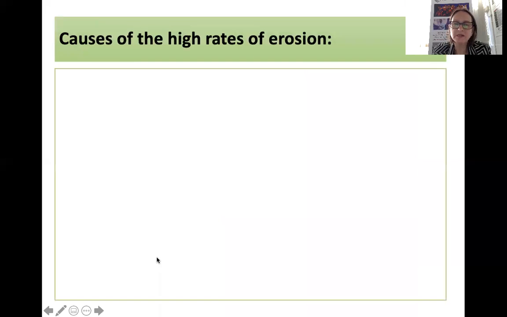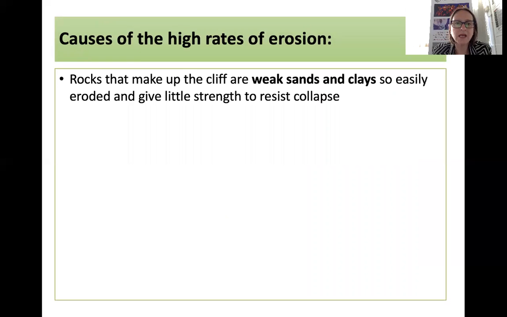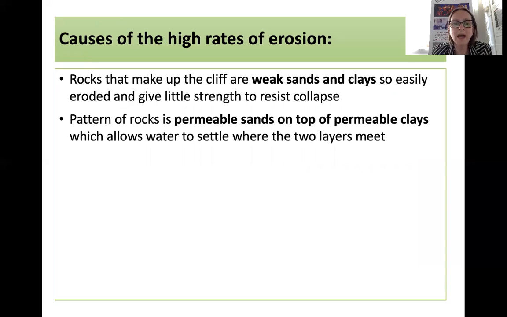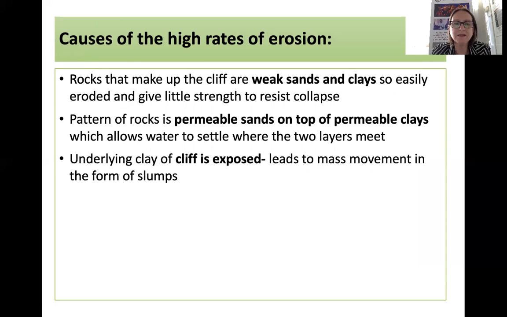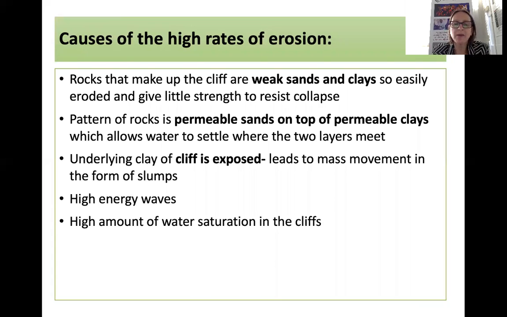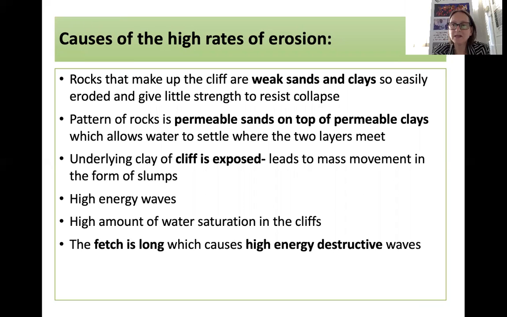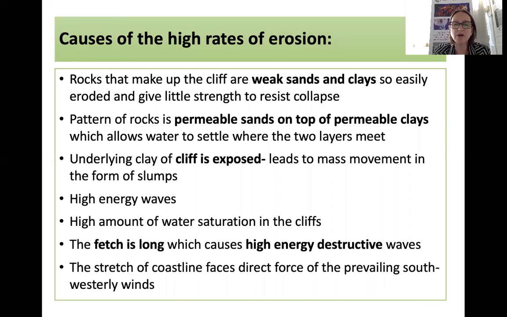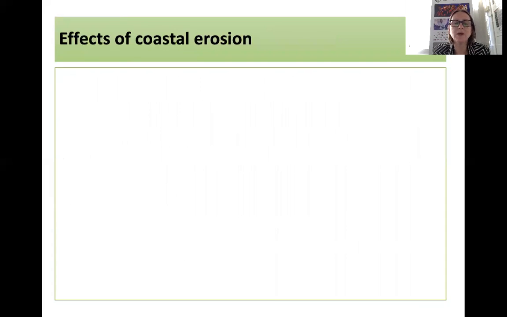So there are some causes, some reasons why the erosion at Barton on Sea is so high. The rocks are made up of weak sands and clays. They're easily eroded and give little strength to resist collapse. The pattern of rocks is permeable sands on top of impermeable clays, which allows water to settle where the two layers meet. The underlying clay of the cliff is exposed, which leads to mass movement in the form of slumping. It's got high energy waves. There's a high amount of water saturation in the cliffs, and it has a long fetch, which causes high energy destructive waves. The stretch of coastline faces the direct force of the prevailing southwesterly winds.